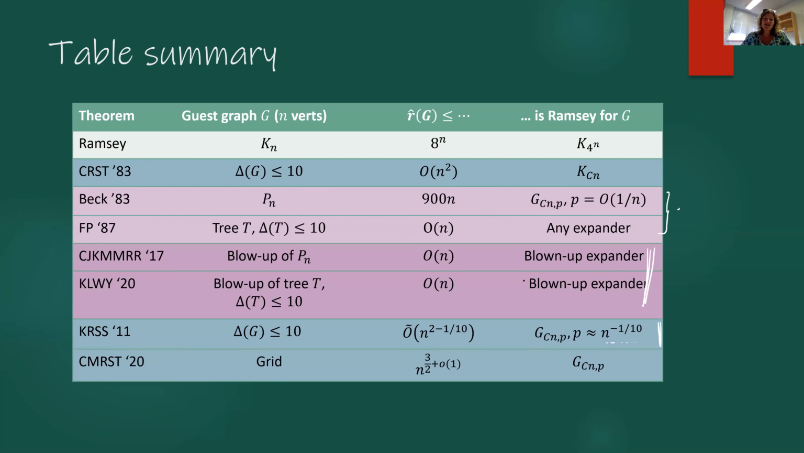And then we have the intermediate results that embed things inside blow-ups of expanders. So you take an expander, you blow it up. One reason that these results are significant is that they are able to deal with large cliques inside your guessed graph. Before that, we didn't know quite how to deal with cliques, how to embed cliques. And these two results go around that issue.